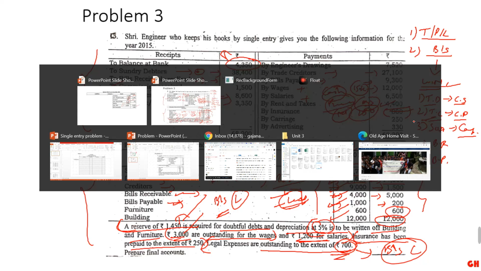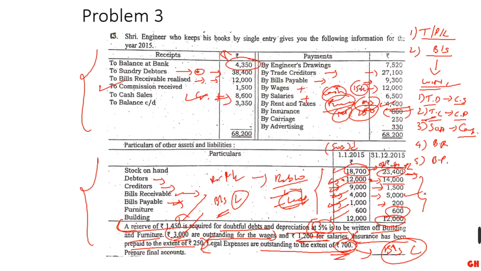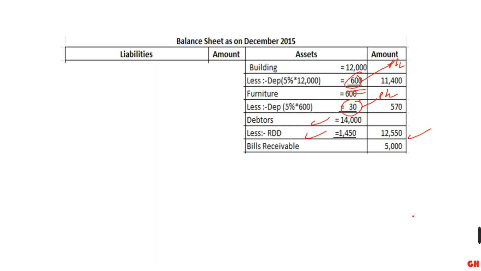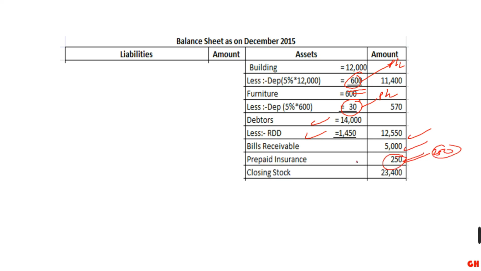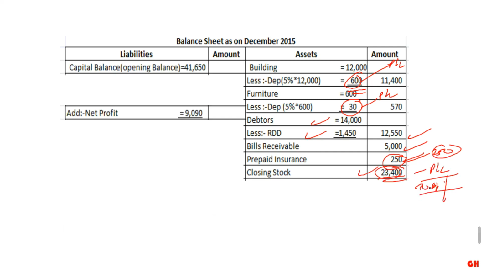This is a closing balance. If you see here, there are closing balances. I already explained that everything will come in your balance sheet. These are closing balances. Bills receivable, that is, Shree Engineer will receive 5,000 next year. Prepaid insurance is the extra insurance paid. This is an asset because this 250 will be utilized next year. Closing stock is the stock which is remaining in the godown. That has to be shown as an asset because next year it will be shown in the profit and loss account as opening stock, because it will be utilized.